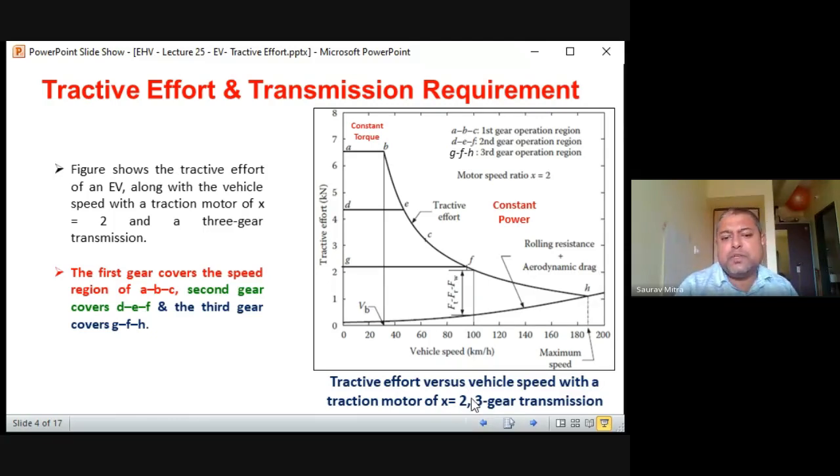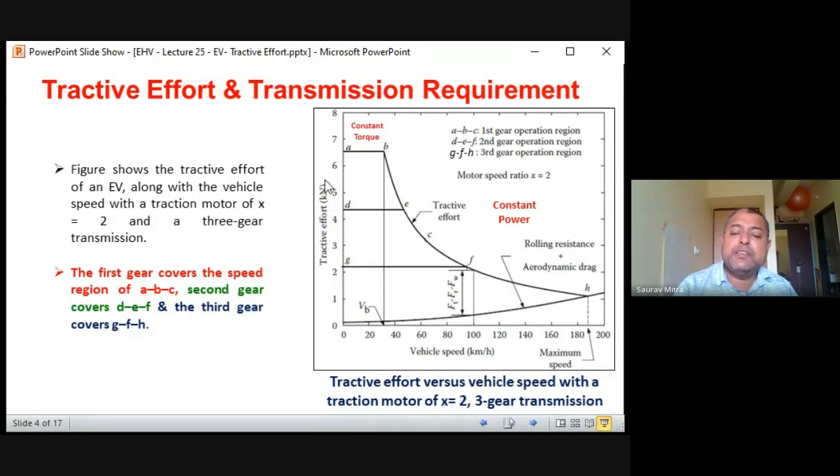So these are the things you are supposed to observe below the graph. What is this? Tractive effort versus vehicle speed. The y-axis is the tractive effort, the x-axis is the vehicle speed. That means I am increasing the value of the vehicle speed, and with respect to that, how much is the force produced by the vehicle.